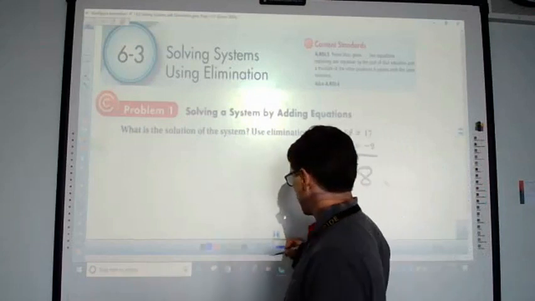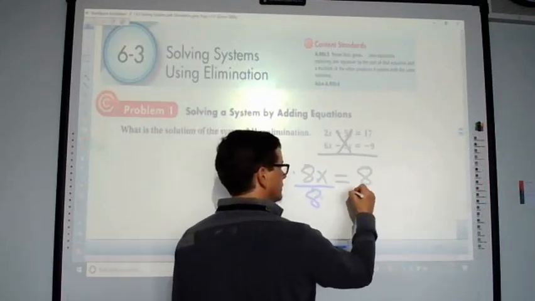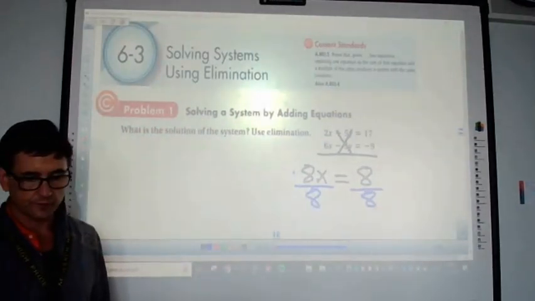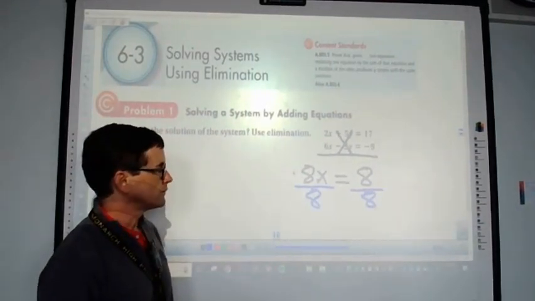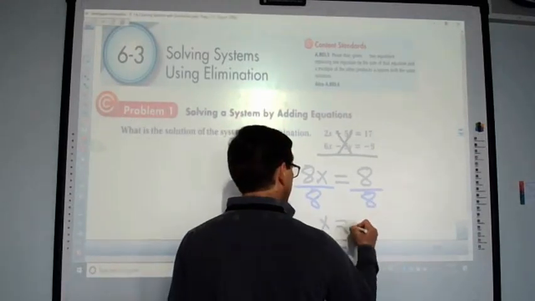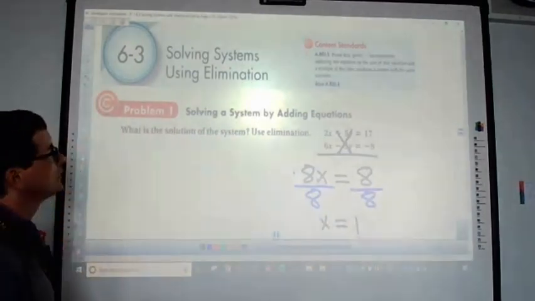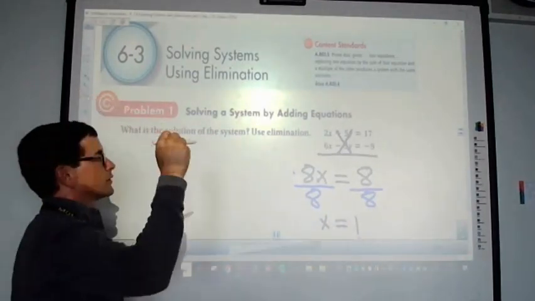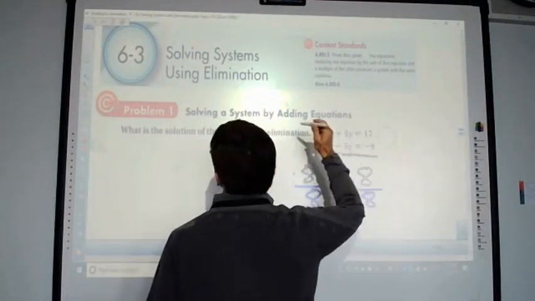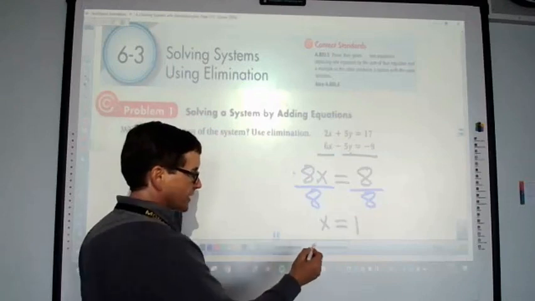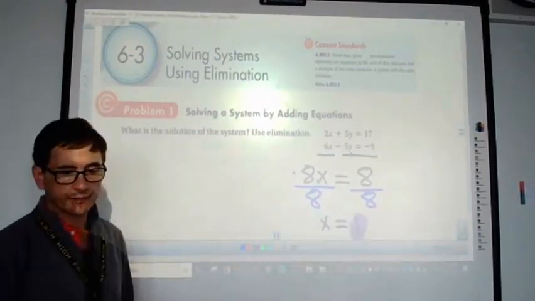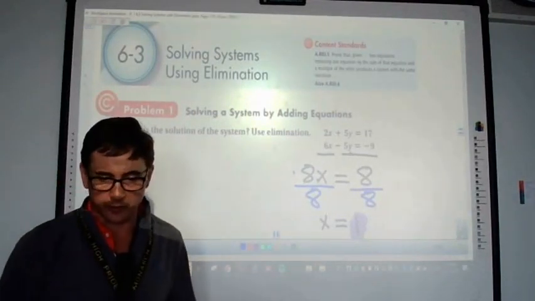Okay, then to solve for x, all I got to do is divide by 8. And we get x equals 1. Okay, I'm going to erase my little cross off of the equation so I can see the equations again. And I have to take this value of x right here, and I got to plug it into one of the two equations.